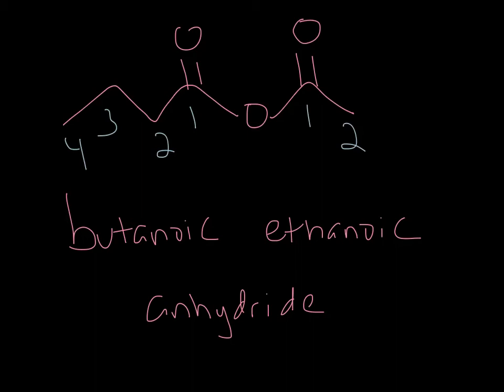We know it's an anhydride, so it's got an oxygen in the middle with two carbonyls coming off. The butanoic and the ethanoic tell us how many carbons are in each of the two chains. And then I just put them in alphabetical order, so B comes before E.